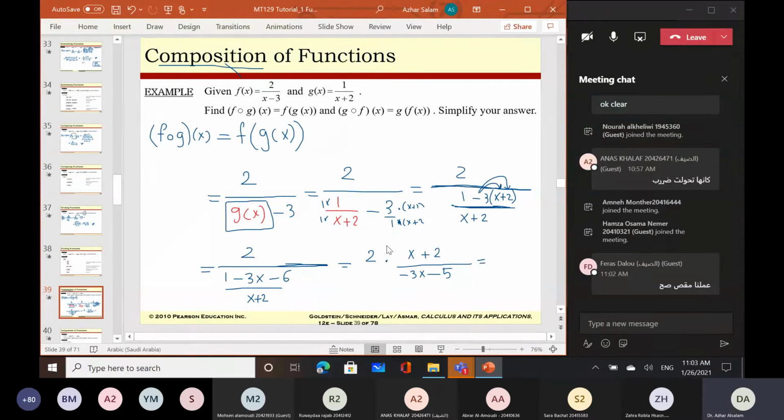Here 2 multiplied by x, I multiply 2 by x and 2 by 2. 2x plus 4 divided by minus 3x minus 5. This is the simplest form. I can't divide anything from the top with anything from the bottom.